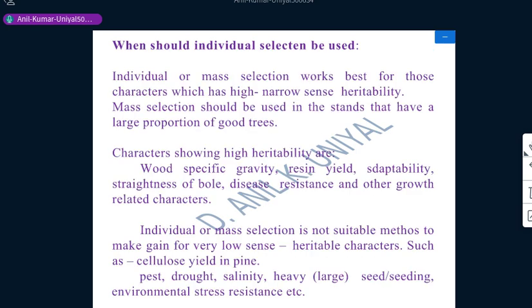tree improvement programs. Then, when should the individual tree selection system be used? Individual or mass selection works best for those characters which have high narrow sense heritability. High narrow sense heritability means the characters that are definitely transferred from parents to F1, like adaptability and their height criterion.